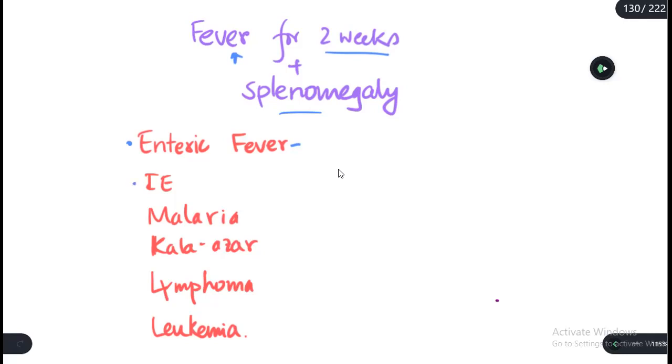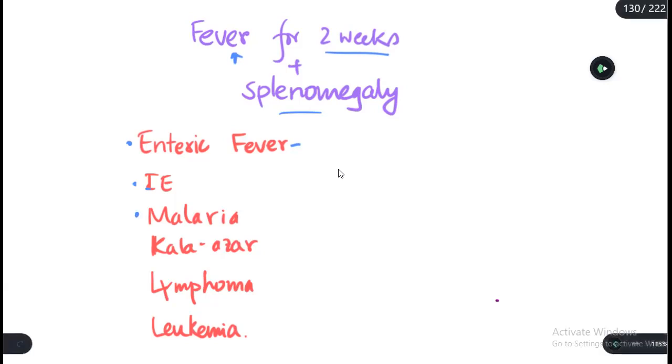Infective endocarditis is also a cause of prolonged fever and splenomegaly. Typically, these patients will have a history of previous heart disease or a history of IV cannula or IV catheter. And the patients will also have the vasculitic and embolic manifestations of infective endocarditis, such as Roth spots, Osler nodes, splinter hemorrhage, hematuria, etc.